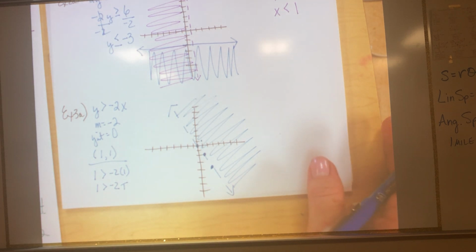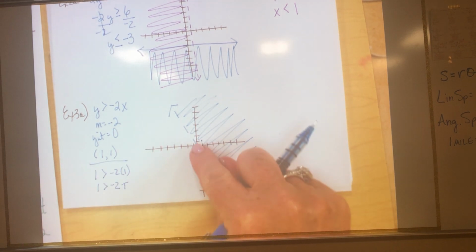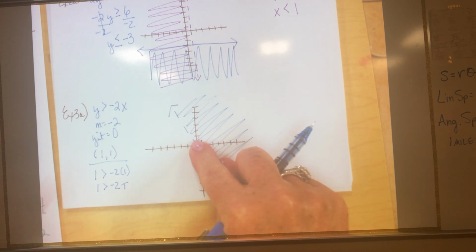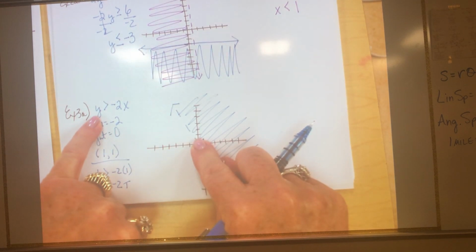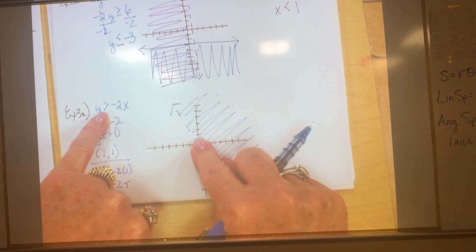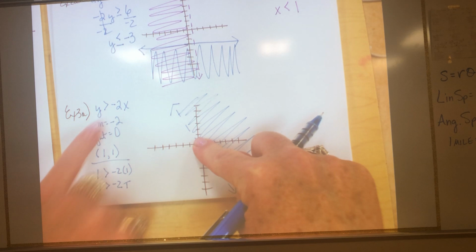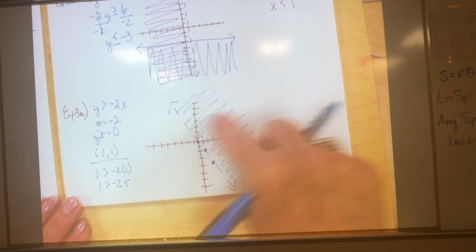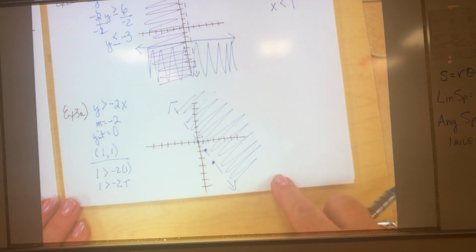Now I'm going to show you how I do it. This is the way I do it. I put my finger where that line crosses the y-axis, and then I read what I want. I want the y's that are greater than. Would that be above my finger or below my finger? And so I would shade on this side of the line. Do you see what I'm saying?